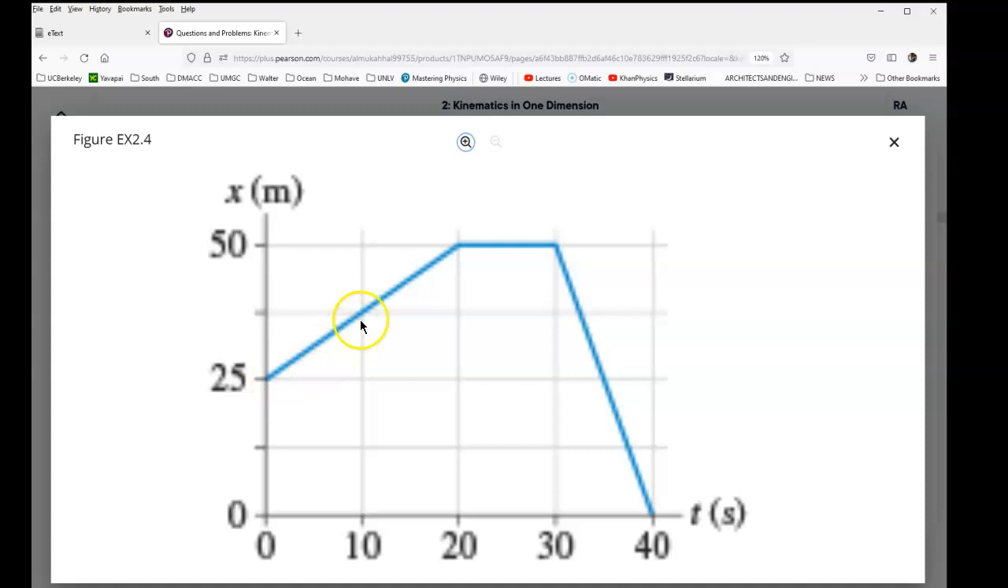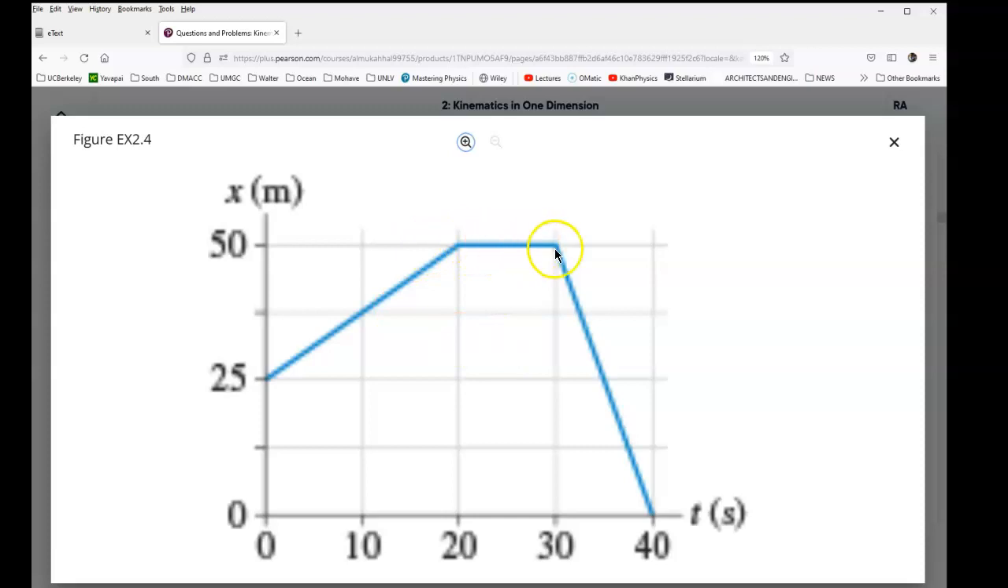And then remember, if there is a slope, then this is speed. This is a positive slope as well, so it's moving, let's say, to the right. So the object moves to the right until it reaches the 50-meter mark. That means it has traveled from the 25-meter mark to the 50-meter mark. So it has traveled 25 meters.